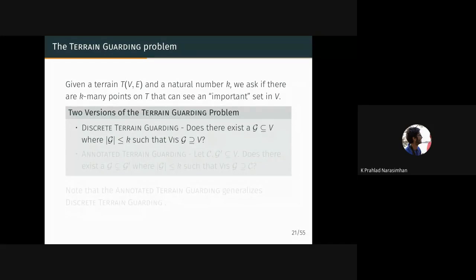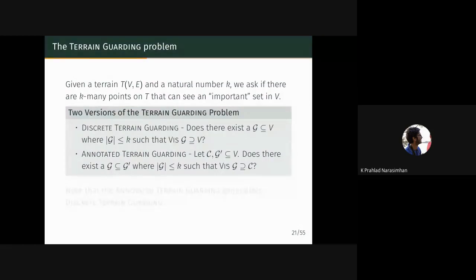The next question generalizes this. What it says is, I'm restricting where I can place the guards to a set called G dash, which is a subset of V. And I'm also restricting the important vertices of V to a set called C. I ask if there exists a subset of G dash of size at most k, which sees all of C. That is the question.